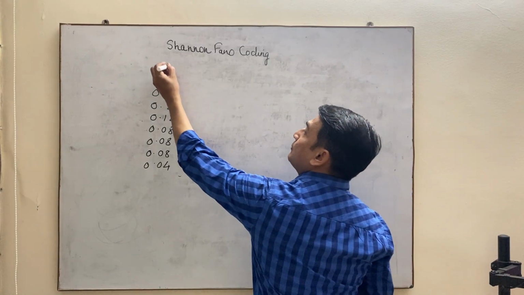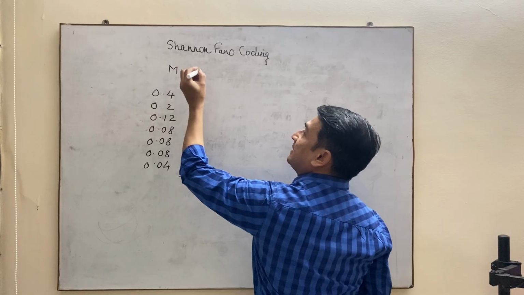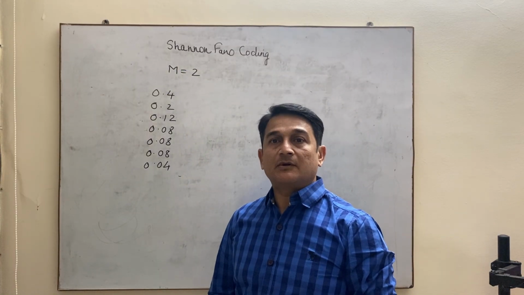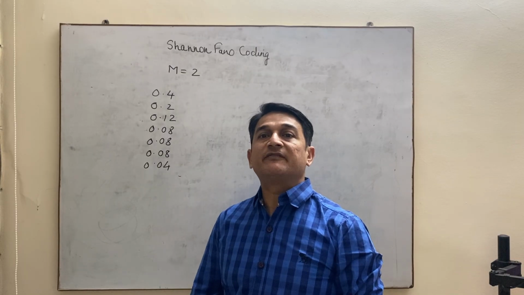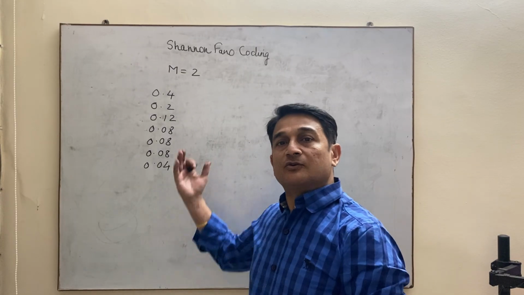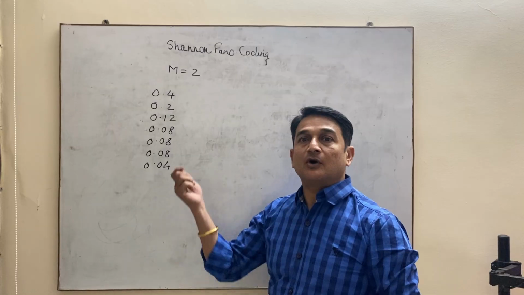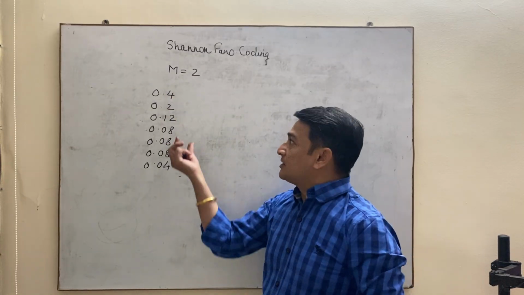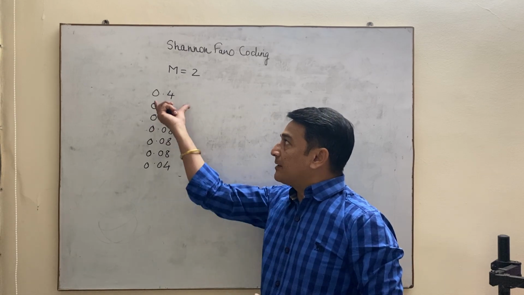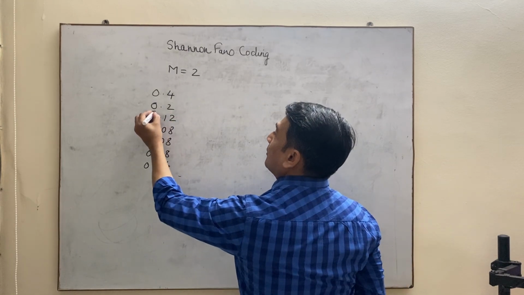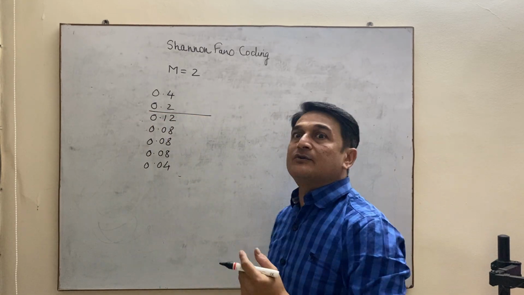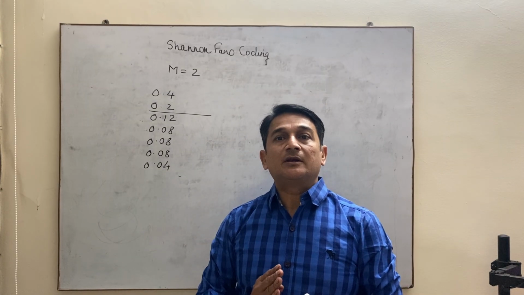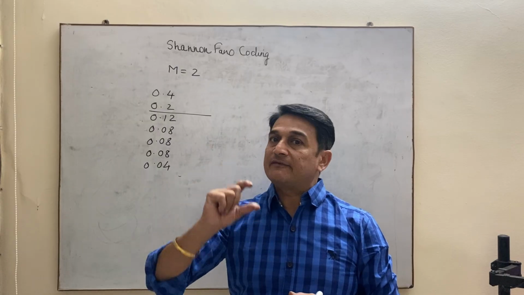Now after arranging all these probabilities, the question comes whether we have to solve this using m equal to 2 or m equal to 3, where m is the number of symbols. It will be given in the exam whether you have to solve it with m equal to 2 or 3. So let us solve this for m equal to 2, that means you have two symbols. We have to divide our probabilities into two sets of equal values. The total probability is always 1, so the ideal condition should be 0.5 and 0.5.